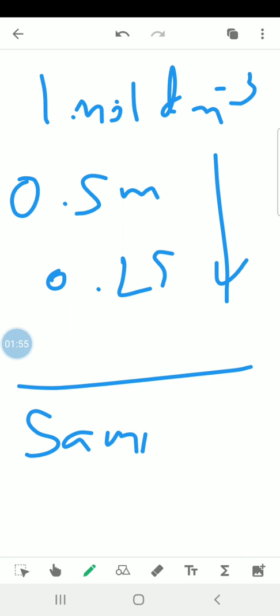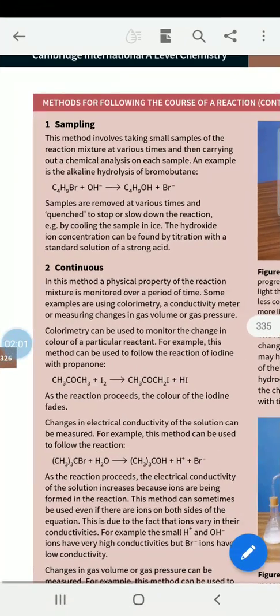What we do is we take samples out of the original reaction mixture and then carry out some analysis method, some technique to find the concentration or some data that would give us details as to how the reaction is progressing. So that is the sampling method.